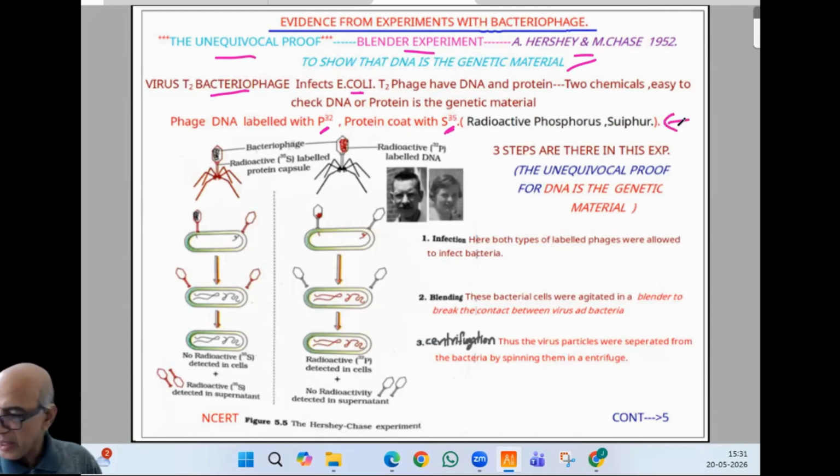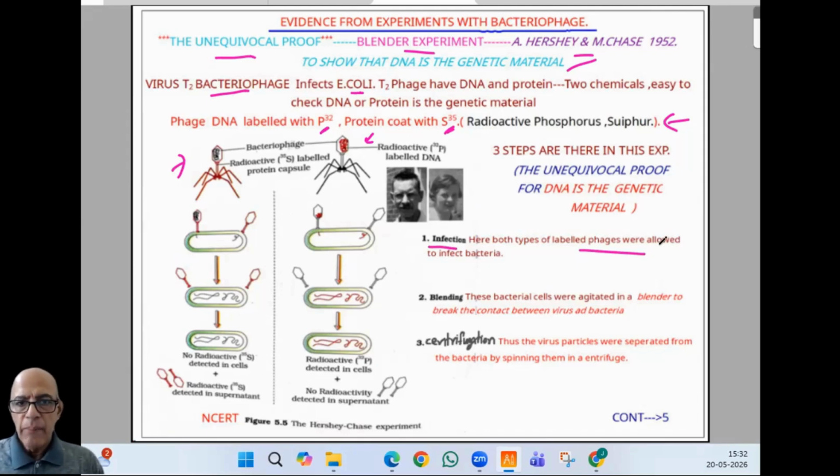And this is the famous NCERT diagram you can find, the bacteriophage. Radioactive S35 here, P32 here. And three steps were there. One is infection. What is meant by infection? Three steps. Infection: here both types of labeled phages were allowed to infect bacteria, with S35 and P32.